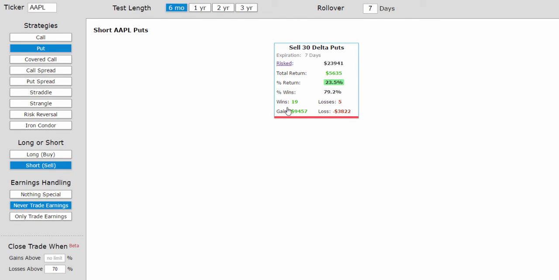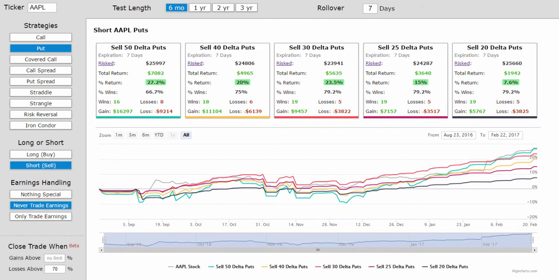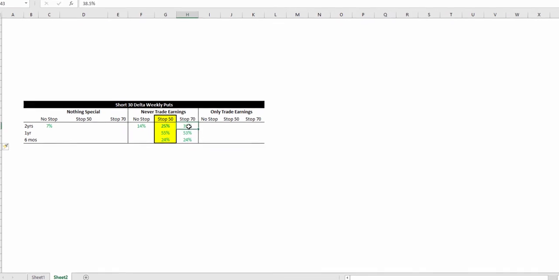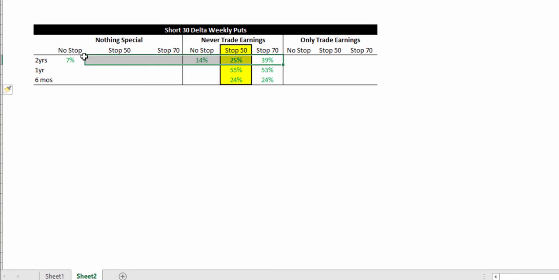If I'm shorting puts in Apple, I'm going to avoid earnings. I'm going to use a stop loss, but I think I'm actually going to use a 50% stop. Let me just show you. Here are the results. Even though the 70% stop looked better in the 2-year period, it actually looked similar enough in the 1 year and 6-month period that if I'm going to sell my weekly puts in Apple, I'm going to go ahead and put a tighter stop. I've come to the conclusion here that with Apple, again, I'm avoiding earnings and I'm definitely using a stop loss in order to optimize my results. And again, do I expect to make 55% in a year? I don't know, not necessarily. I can't guess where the stock's going to go.